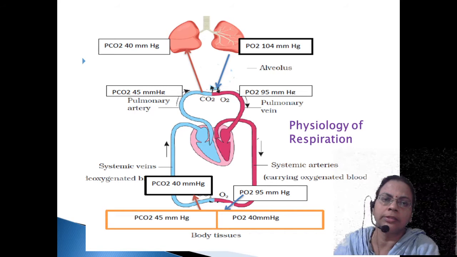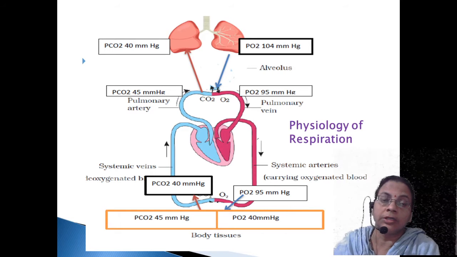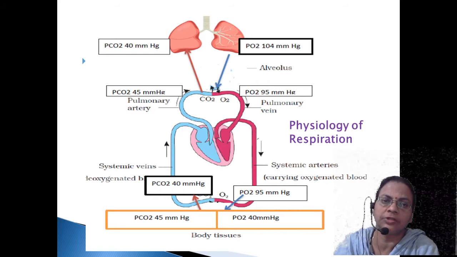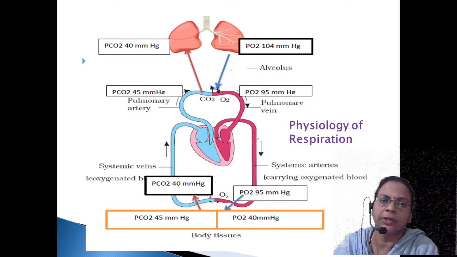Then, on either side of the membrane, a partial pressure gradient, or pressure difference, must exist. Then the last point, permeability of respiratory gases. So all these are the minimum requirements for a particular organ to be called an ideal respiratory organ.